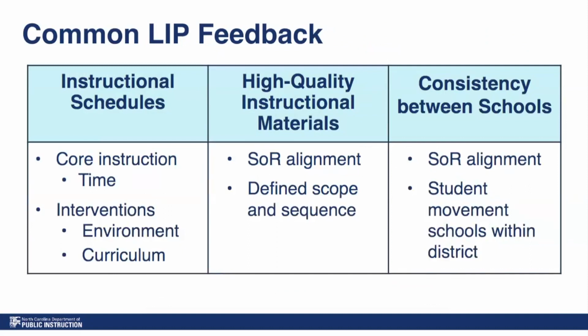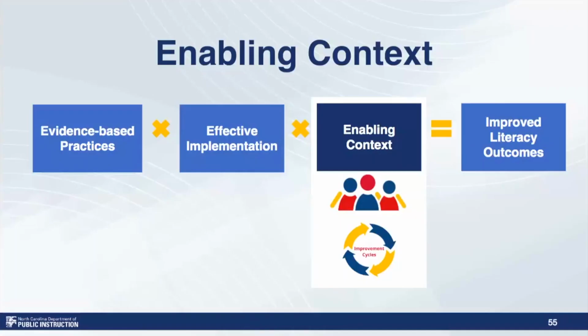So across the state, some of these common top 3 recommendations included instructional schedules, both the core and intervention included, high quality instructional materials with a defined scope and sequence and alignment to the science of reading, and also recommendations for consideration of consistency between schools within a district. Angela's going to take a second to walk you through an improvement cycle using the district literacy intervention plan and feedback provided. Thank you, Candace.